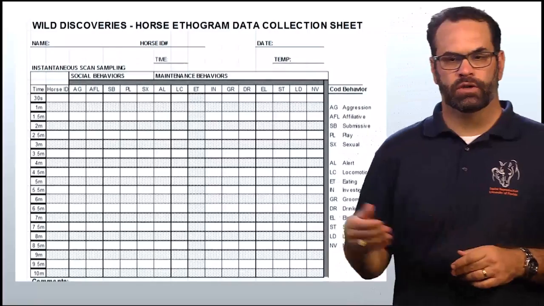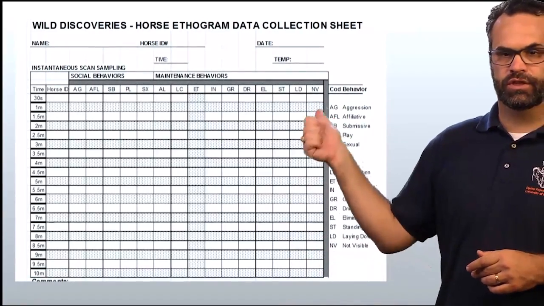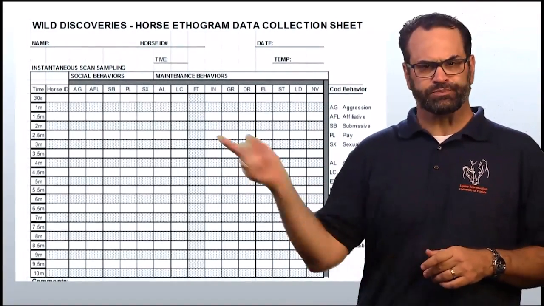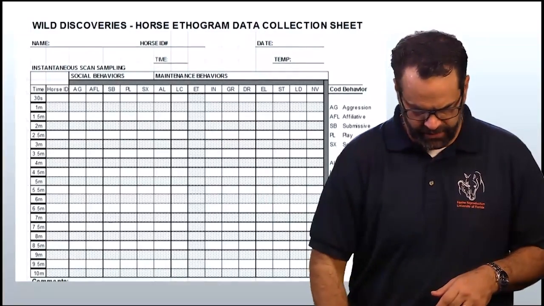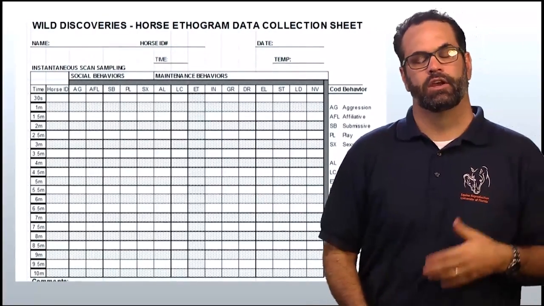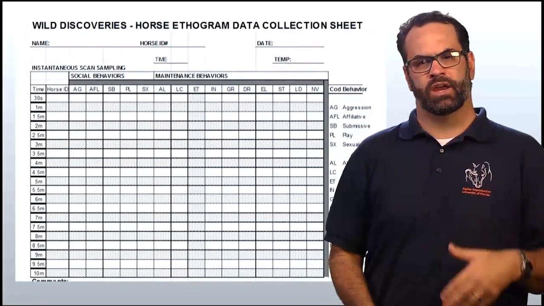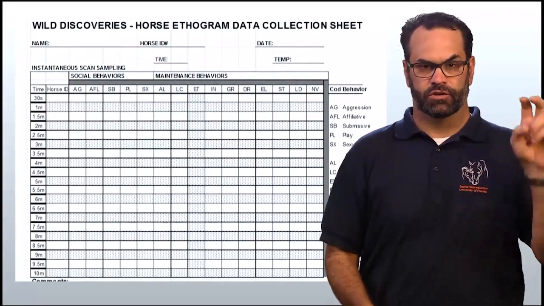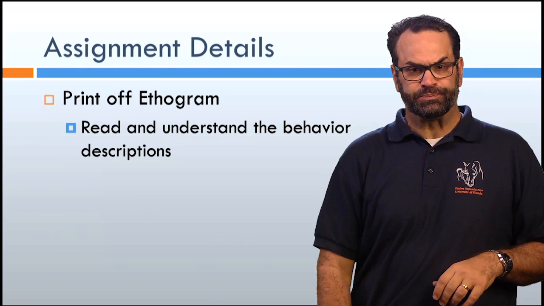With all of our categories, which you can see here, with all the codes of the behavior running across the top of the ethogram. So you want to print that off so you actually have a hard copy of it in your hand before you watch the video and try to certify yourself with your inter-observer reliability.